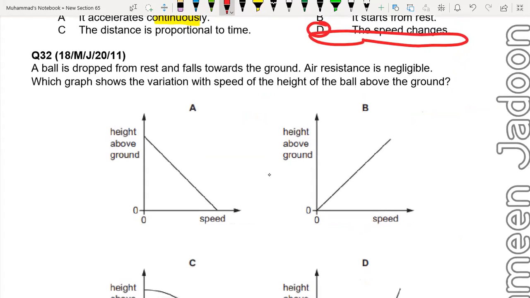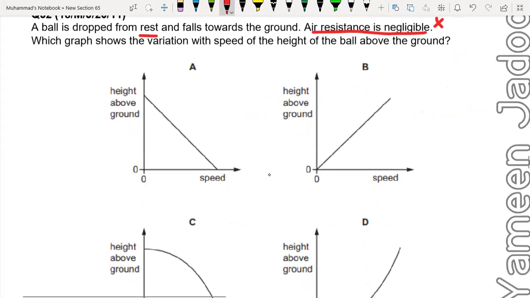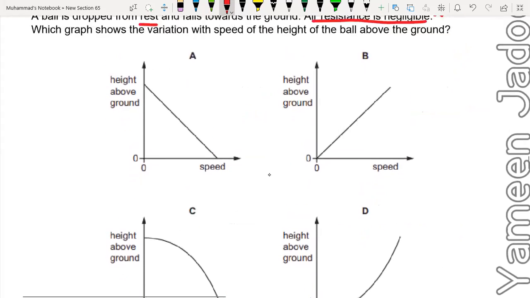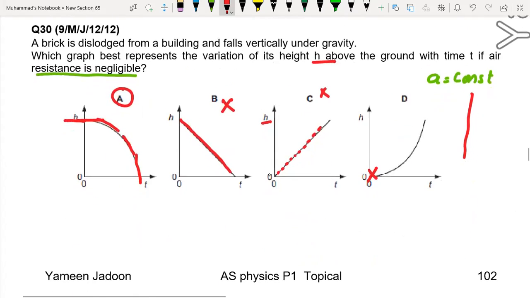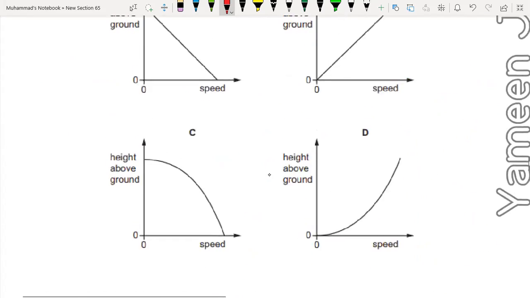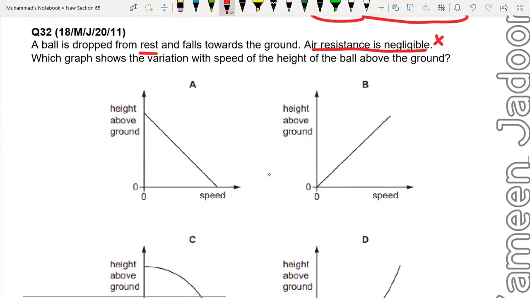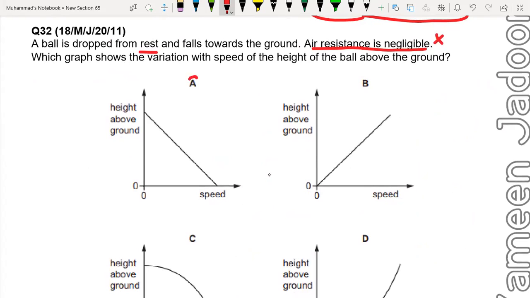A ball is dropped from rest and falls towards the ground. Air resistance is negligible. Which graph shows the variation with speed of the height of the ball above the ground? A ball is dropped from rest, so initially its velocity should be 0 and it falls towards the ground. Air resistance is negligible, so the graph should not be a straight line. This question is similar to question number 30, exactly. So initial height should be maximum, and in A, velocity is constant. So that's why it is not the right choice.